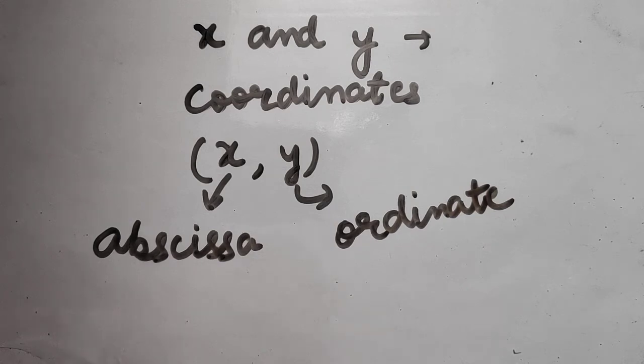So I hope, dear children, you have understood how to plot a point on a graph paper, and we have learnt today about quadrants, Cartesian plane, coordinate system. We shall further talk about these points in detail in the next lecture.